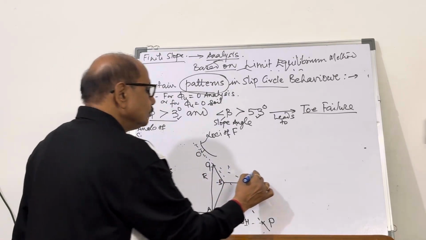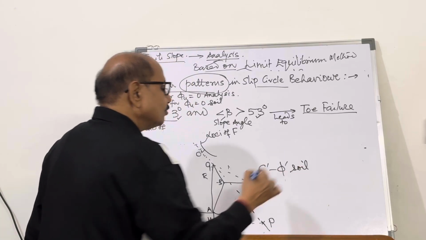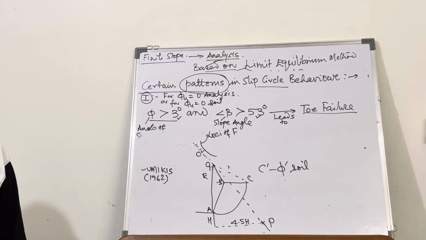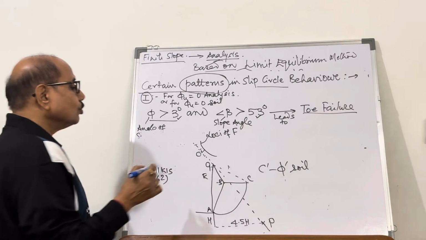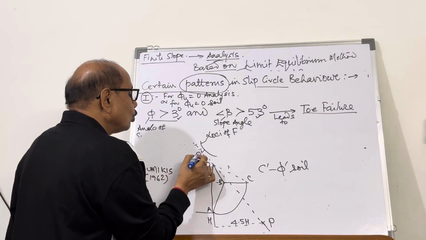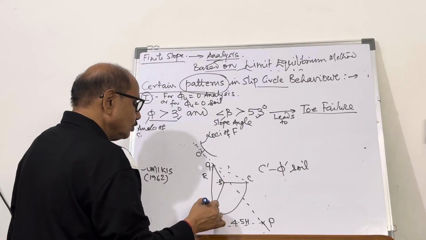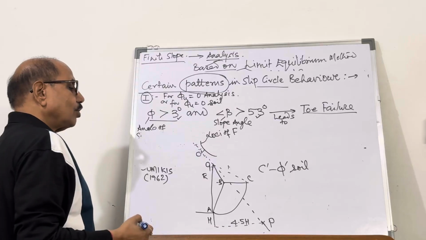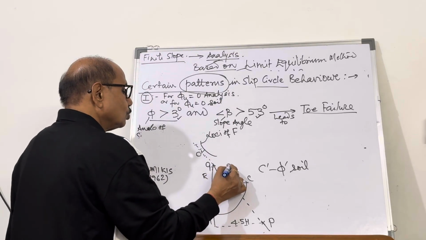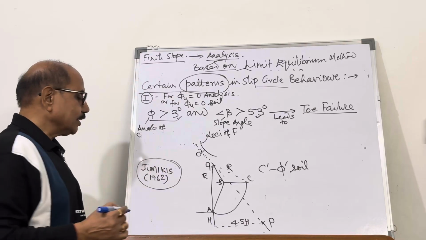So, in C prime, phi prime soil, that is after dissipation of the pore water pressure, this method given by Jumikis is going to help you in locating the center of rotation for the critical slip circle. Then you can join OA, taking it as the radius, you can draw the slip circle. So, this is the method, very good method given by Jumikis.